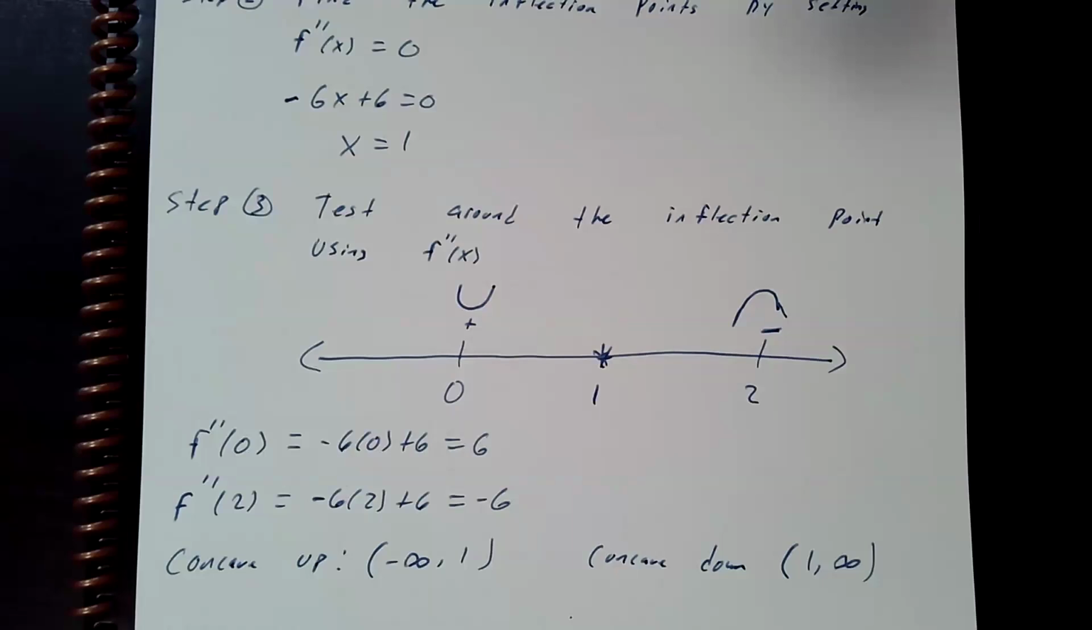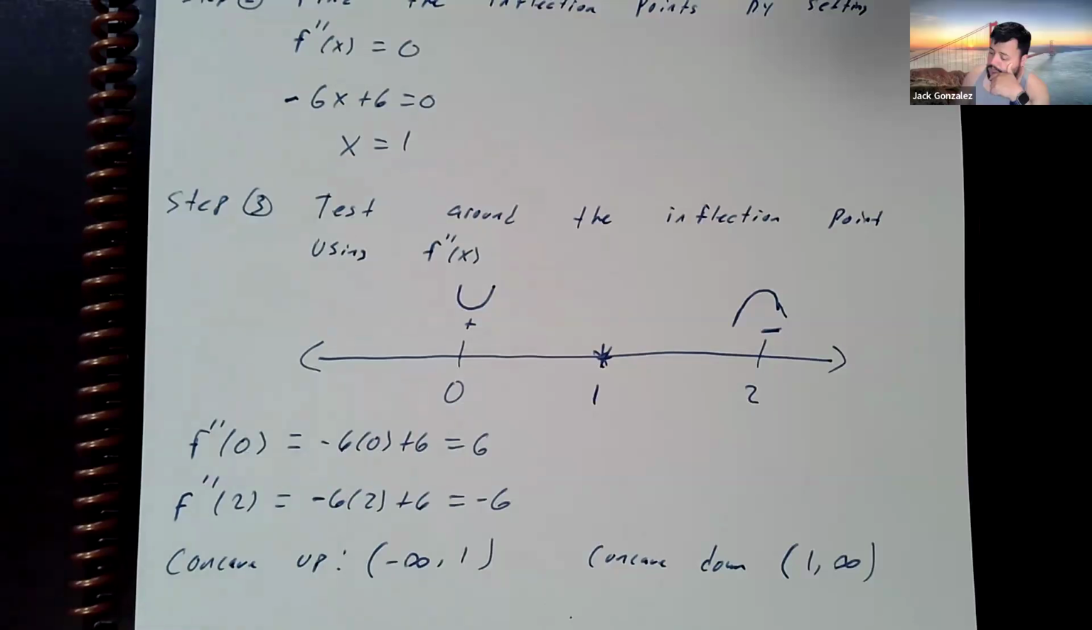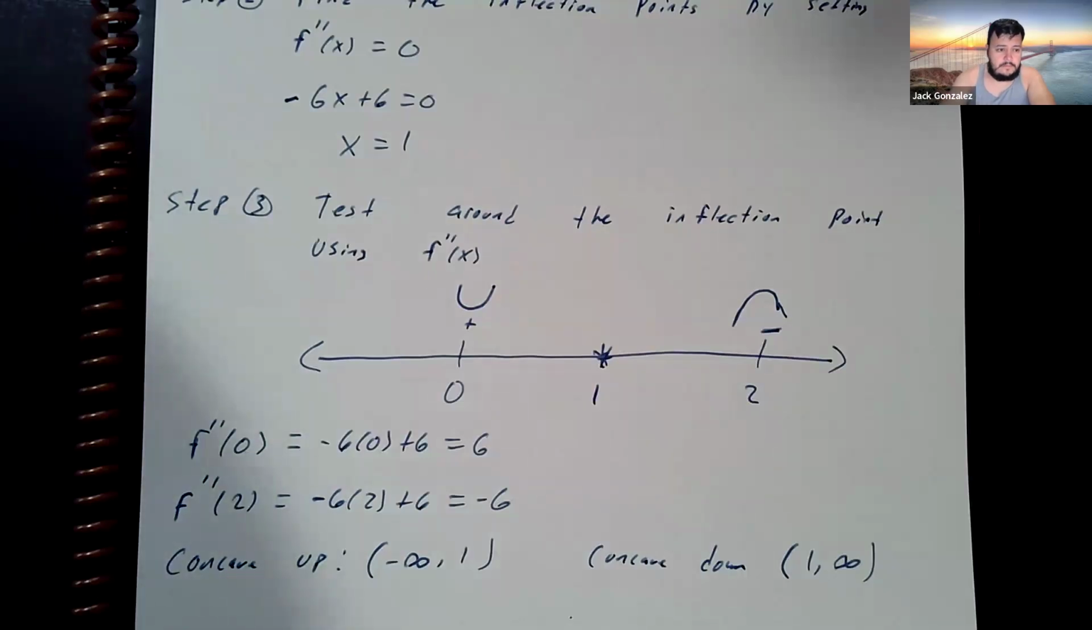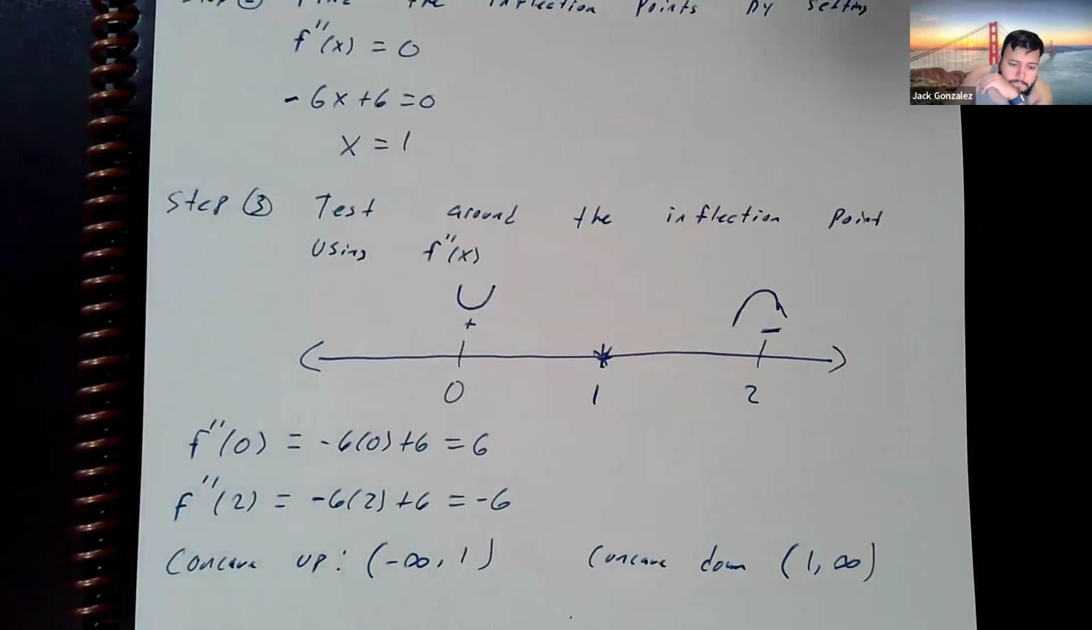So we had a change at 1, right? We said, what would that be? 1 comma 8. Here it is.